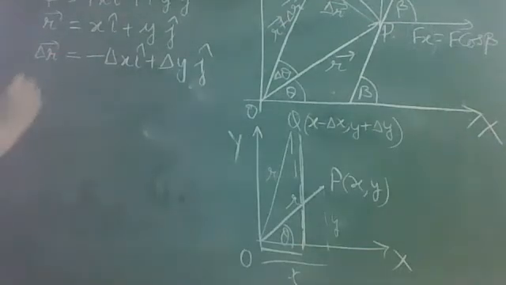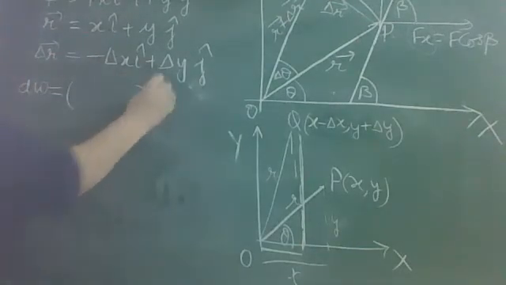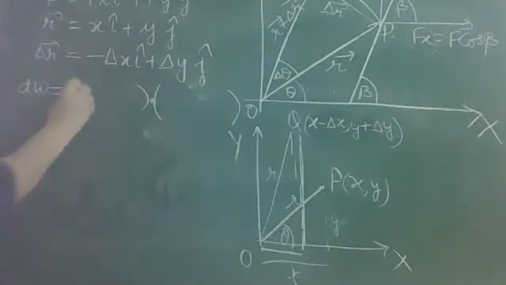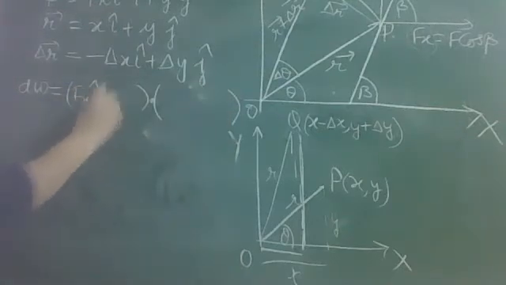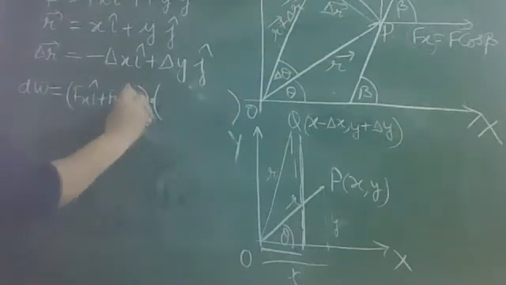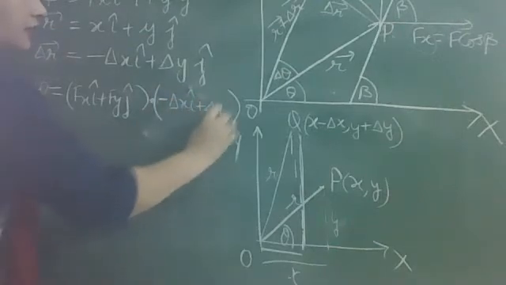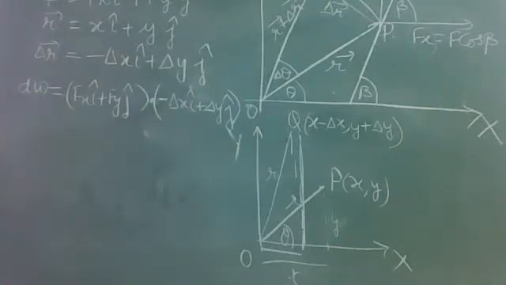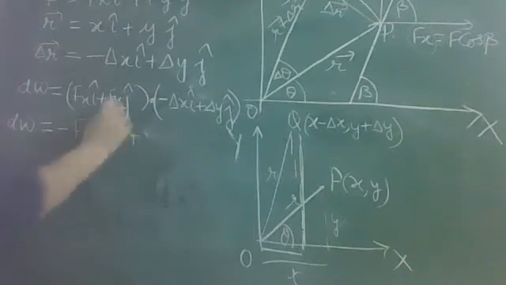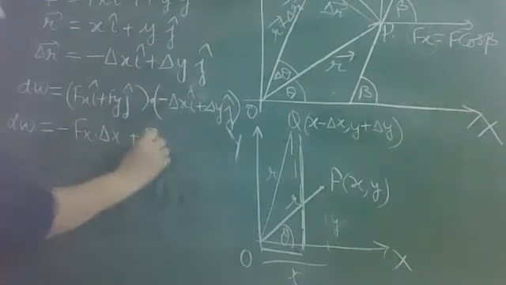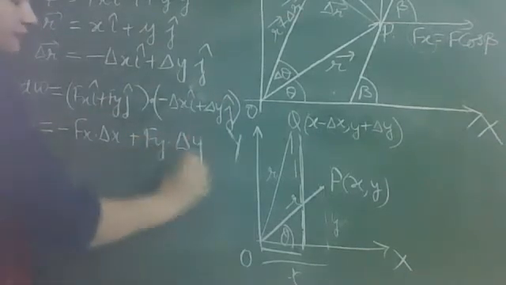So let us write dW or delta W, force into displacement, force dot displacement. Fx i cap plus Fy j cap dot minus delta x i cap plus delta y j cap. Multiply their i components together, so minus Fx delta x, plus j components together, Fy delta y.